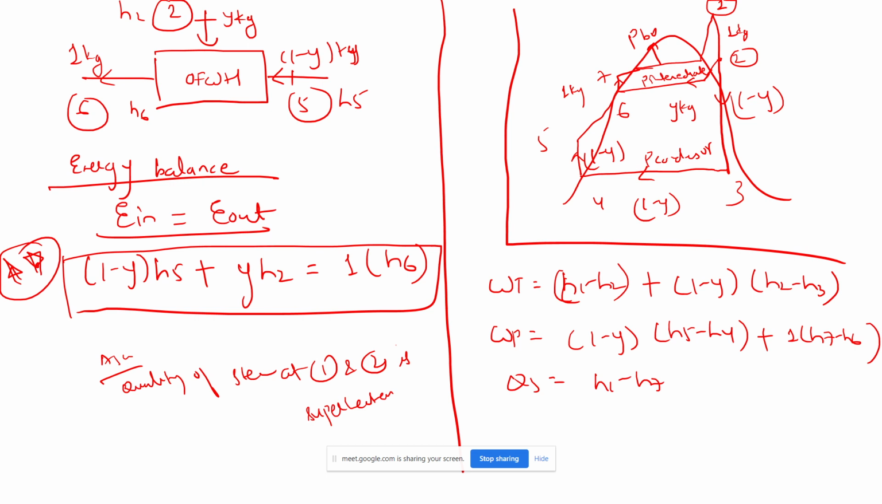So based on what we have studied, we'll try to solve the problems which they have asked in the previous years' GATE. I think open feed water is more than enough, but we'll discuss the closed feed water heater also at the end, because they don't ask that problem.